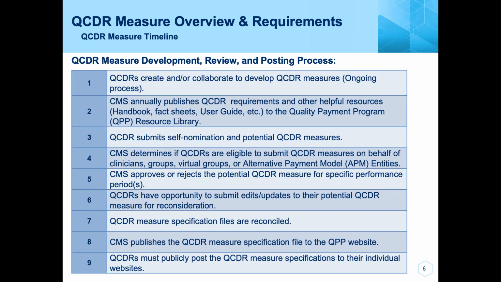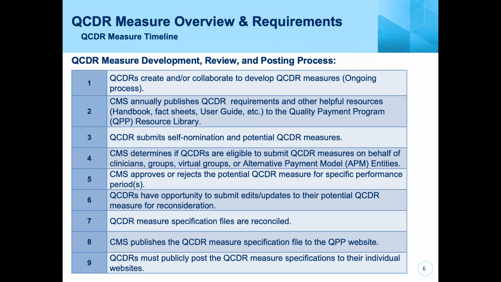And during this period, QCDRs will be submitting their self-nomination along with QCDR measures they would like CMS to review and approve for use. And once CMS determines a QCDR's eligibility and whether they meet all the program requirements, the QCDRs go under review with CMS, and all measures that are self-nominated are reviewed with the PIMS team in multiple levels of CMS leadership. And any measures originally rejected during the initial review also go through an additional level of review with CMS. All measure decisions are then shared with each QCDR.